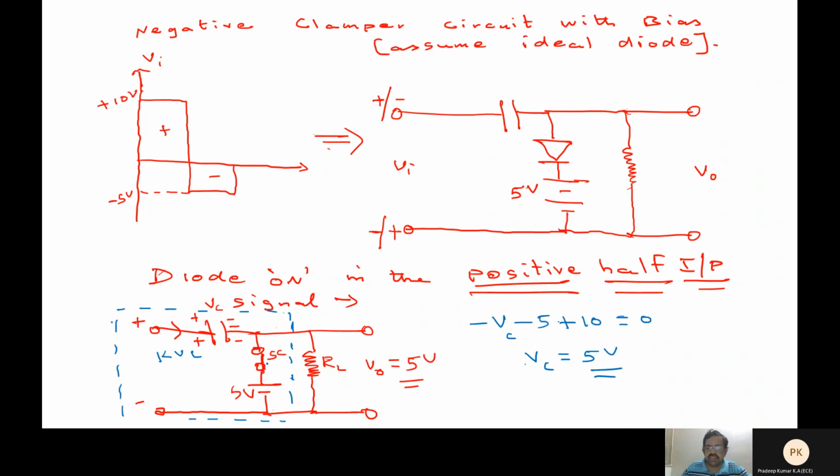Okay, and V0 is also 5 volt. Now look at the negative half cycle. Negative half cycle of the input.